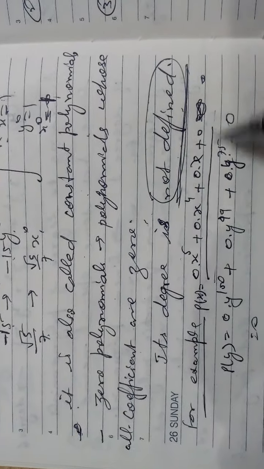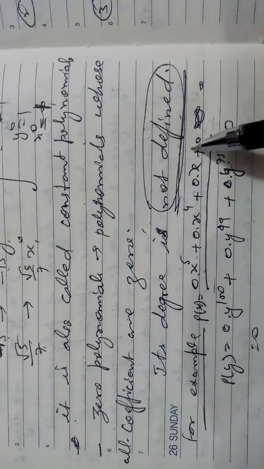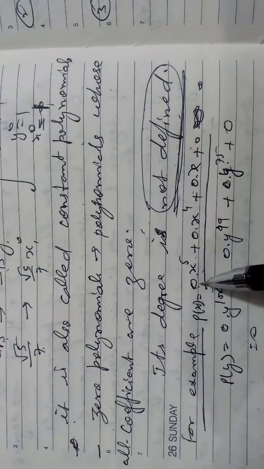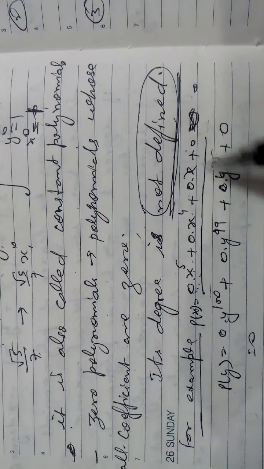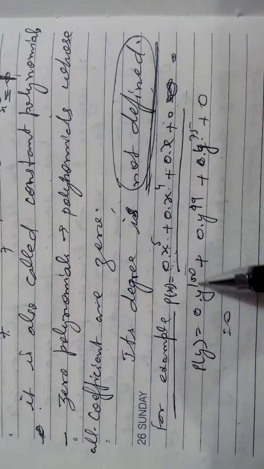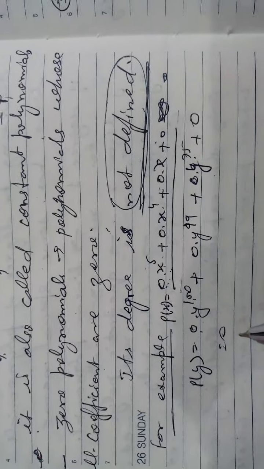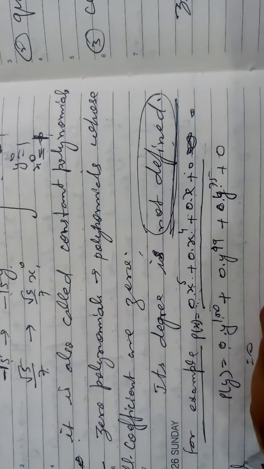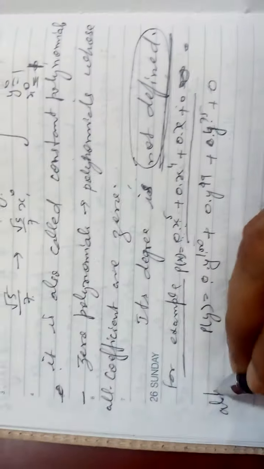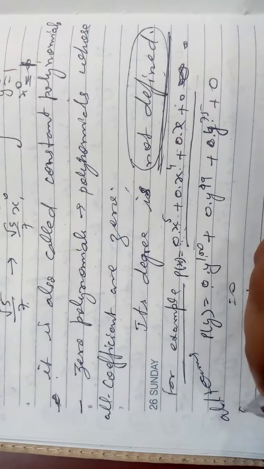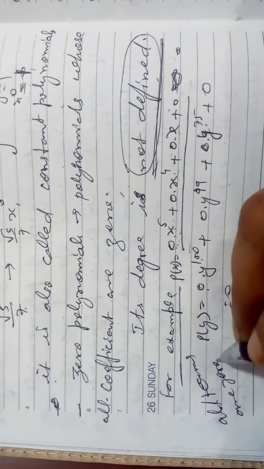For example, a polynomial I have written whose degree is 5, 4, 1, but the constant coefficient is 0. 0 into this, your result will be 0. Here y power 100, no matter, because it is multiplied by 0, your result will be 0. So if all the terms are 0, then it is called 0 polynomial.